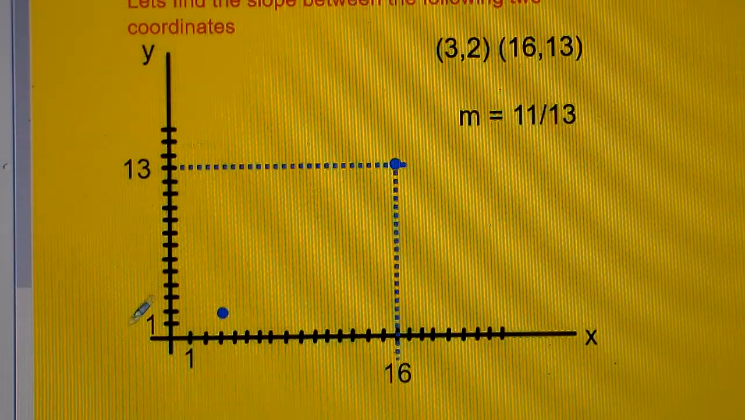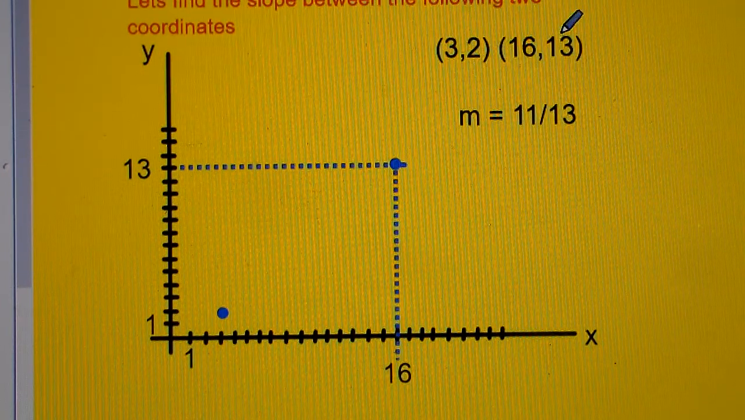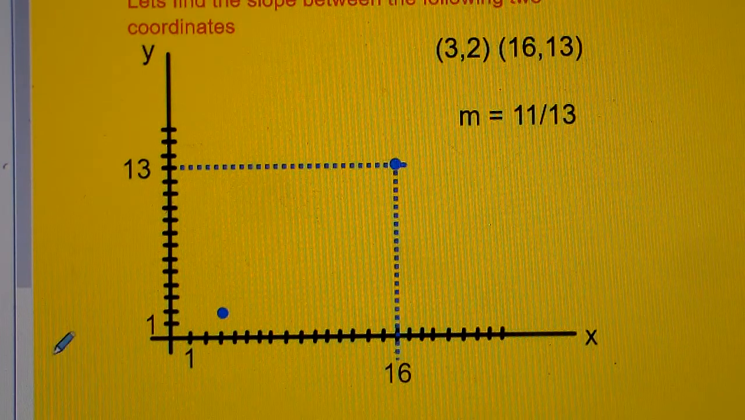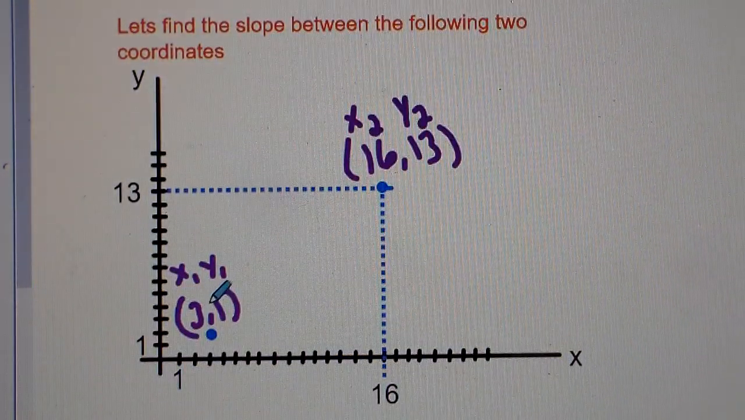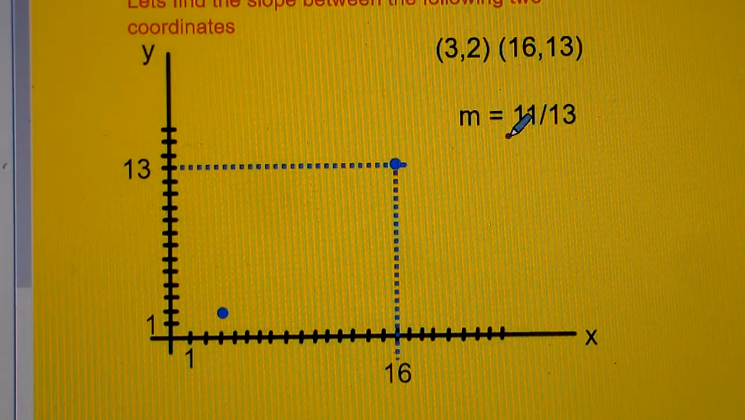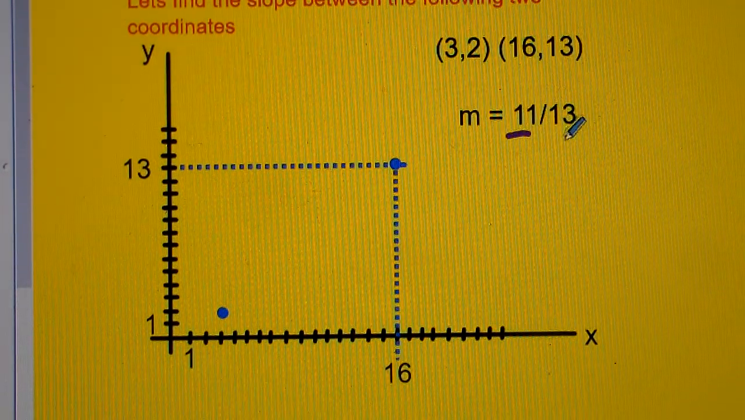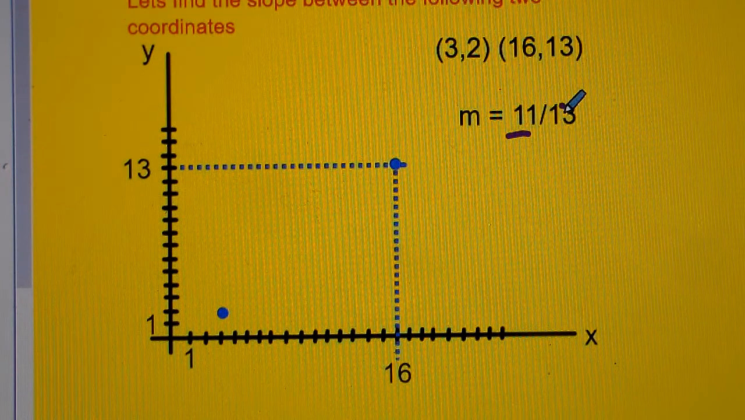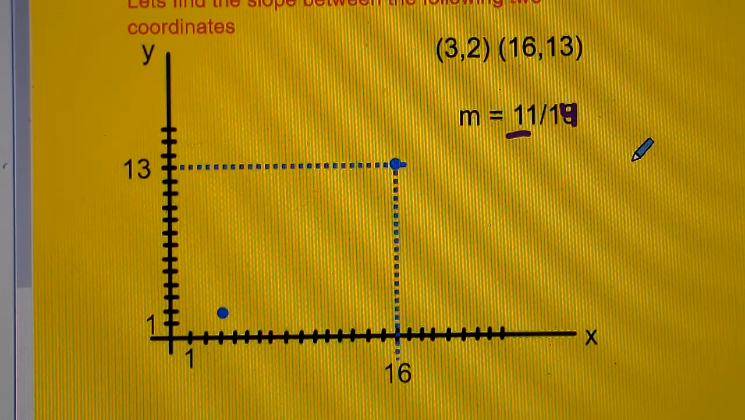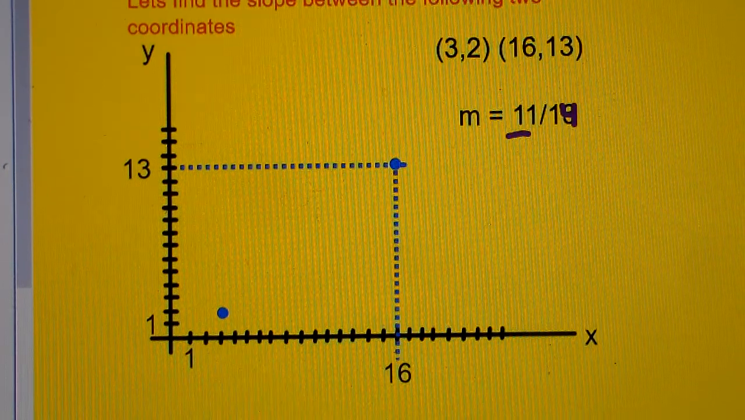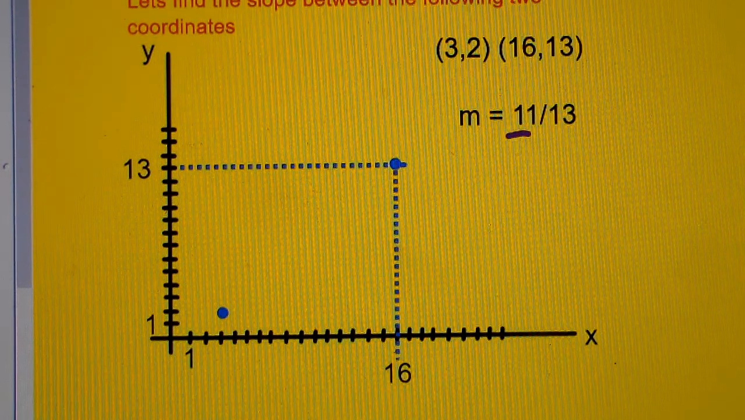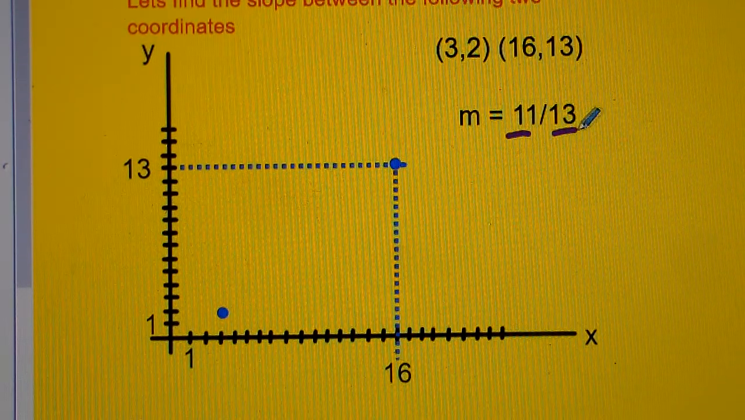So I crunch that out. 13 minus 2. Oh, sorry, that was a 2, not a 1. My apologies. 13 minus 2 gets you 11. And then 16 minus 2... nah, silly me. 16 minus 3 gets you 13. So we have 11 over 13.